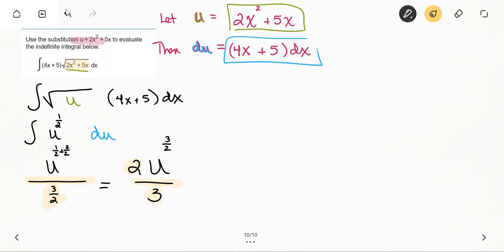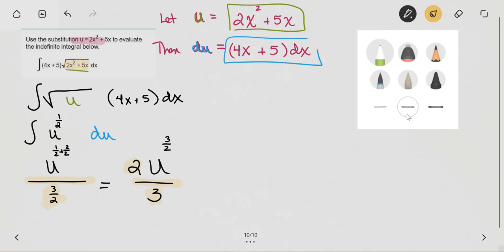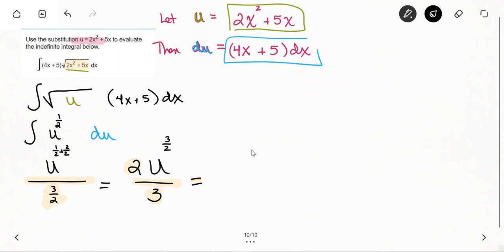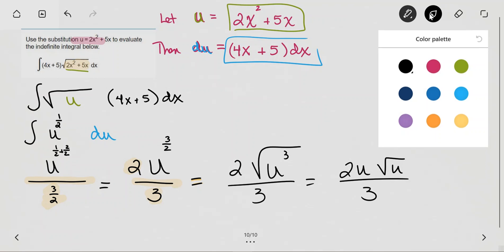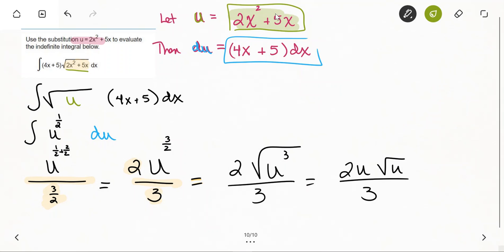I'm going to rewrite that so that it has the radical. I'm going to get rid of the rational exponent. So I'd have u cubed and then square rooted. And I could simplify that to be 2u square root of u over 3. The last thing left to do is to substitute back for u the 2x squared plus 5x.